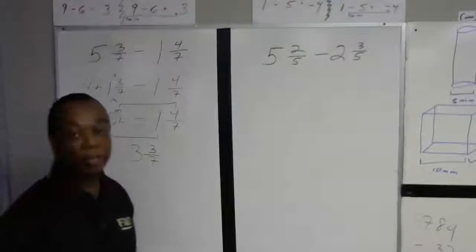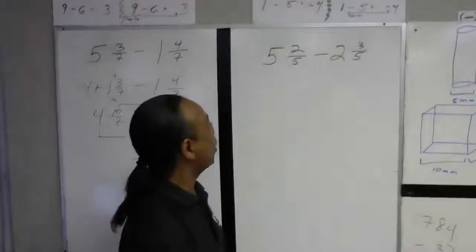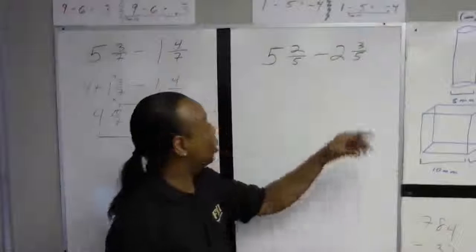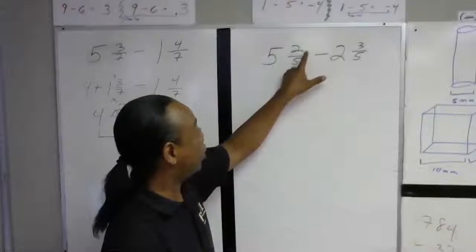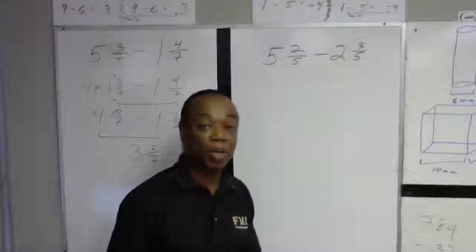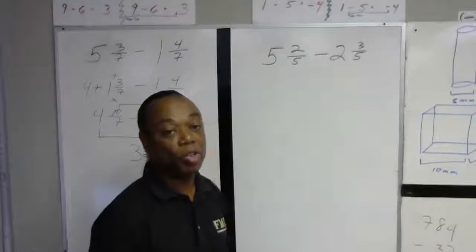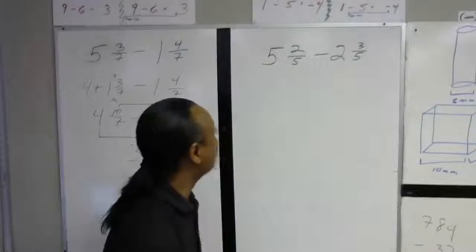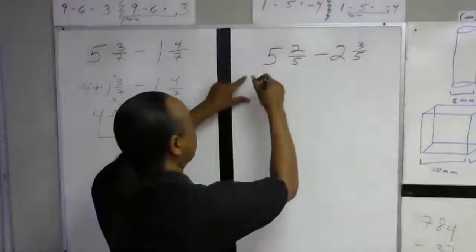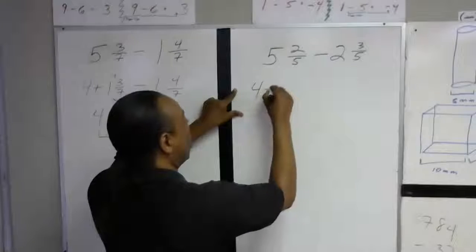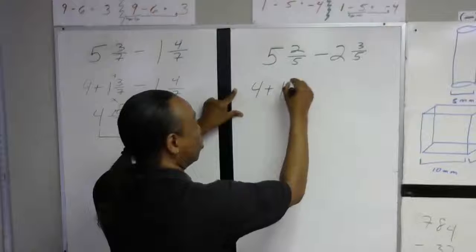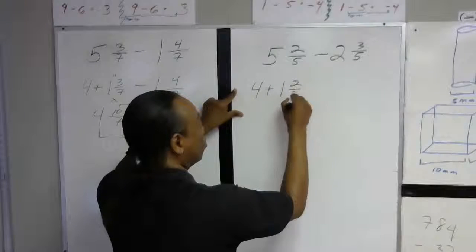Let's try it again. Okay, first we subtract our fractions, and we have a 3/5 subtracting from a 2/5. Cannot be done because 2 doesn't have enough numbers where we can subtract. So I'm going to borrow from the 5. So 5 becomes a 4. And the 1 that we borrowed goes next to the 2/5.